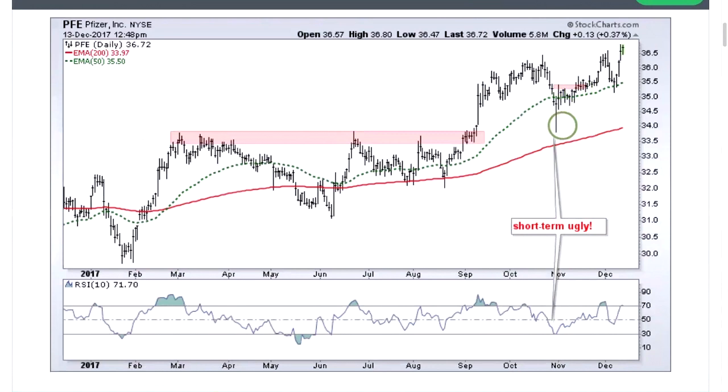Exactly. Well, I'm going to let you finish this chart, and then we probably should get into the 10 and 10 and see if I can actually do it in 10 minutes.